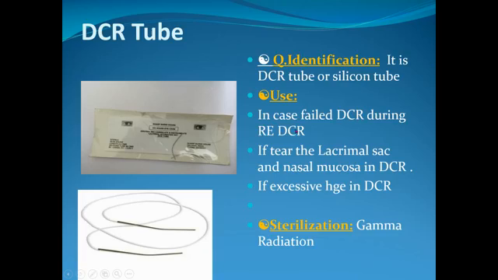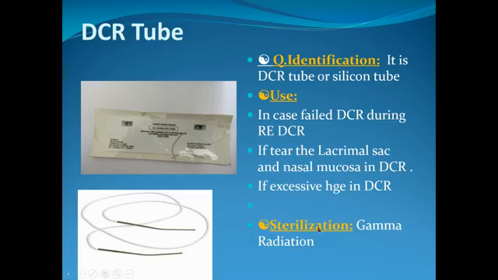That means when DCR has failed, and during the first operation there is a tear of the lacrimal sac and a tear of the nasal mucosa, and you are unable to anastomose properly, then you must give a DCR tube. Otherwise, the patient develops failed DCR. And if there is excessive hemorrhage during DCR operation, you may advise a DCR tube. So what are the important uses of the DCR tube? First, re-DCR. Then, if during operation there is a tear of the lacrimal sac and nasal mucosa, and if there is excessive hemorrhage.